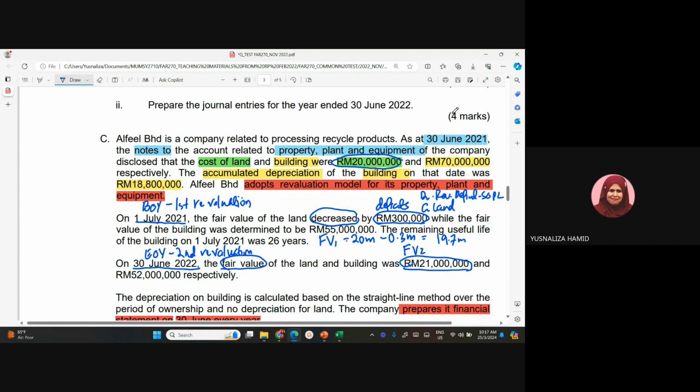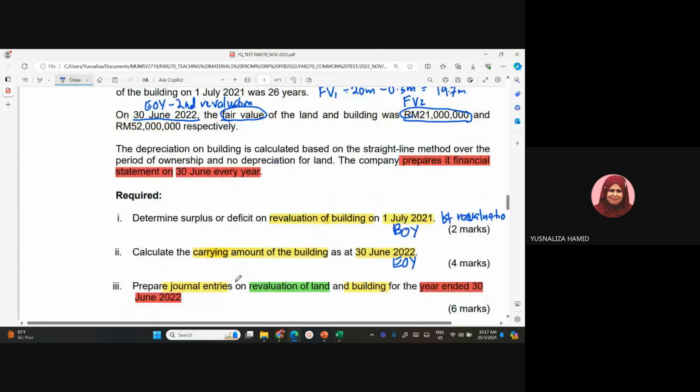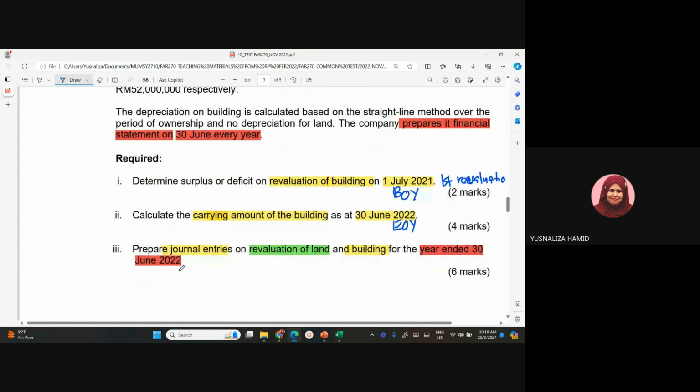Okay. So for the second revaluation, that is what happened. So let us look at the requirement. You can see that you are not asked to do any debit or credit for the revaluation of the building, for the revaluation of the land. However, you are going to do the journal later when you go to 30th June 2022. So we just KIV that first.